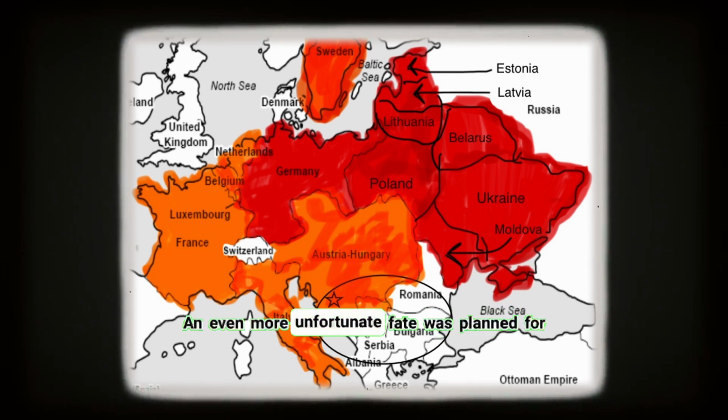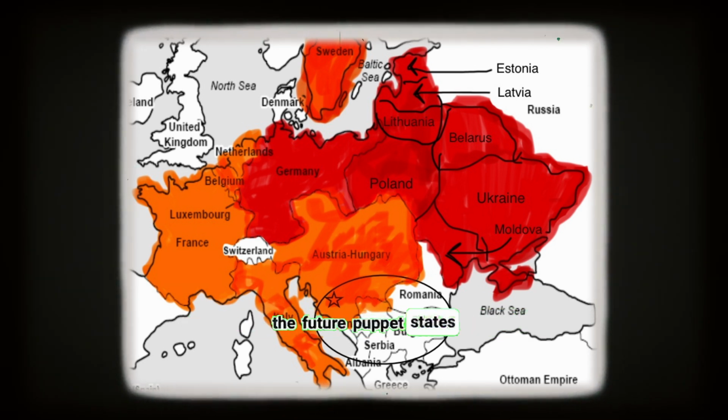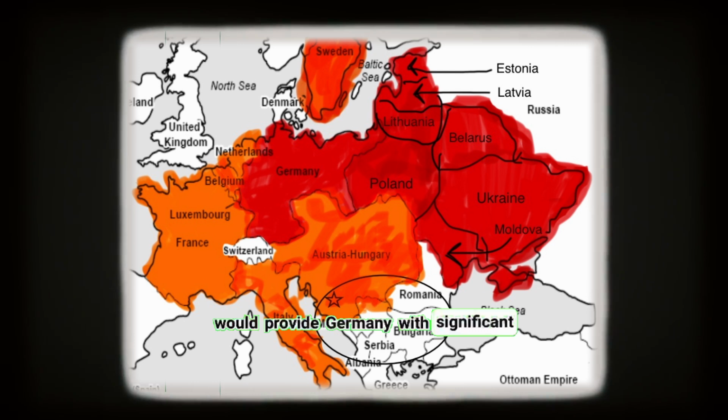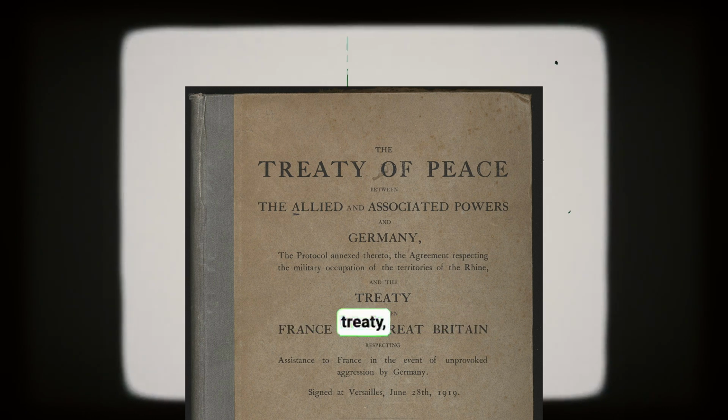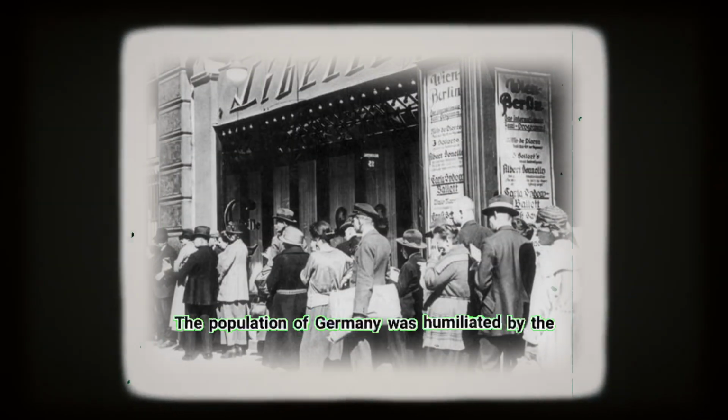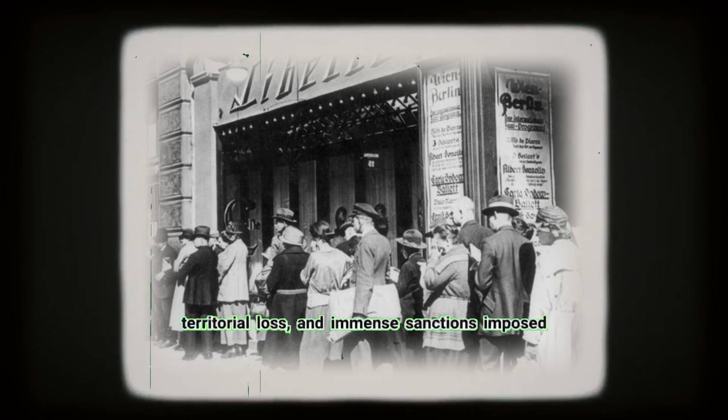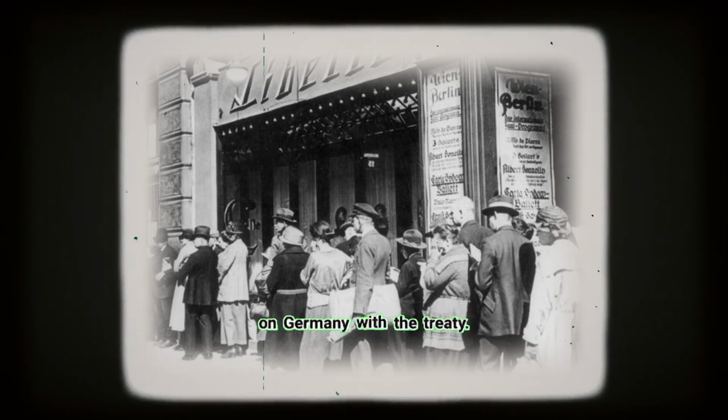An even more unfortunate fate was planned for the future puppet states of Germany. Poland, Belarus, Ukraine, Lithuania, Latvia, and Estonia would provide Germany with significant coal and iron ore deposits, fertile soil, and control over trade routes. Fortunately, this plan was never accomplished. Germany lost the war on November 11th of 1918 and signed the formal peace treaty, the Treaty of Versailles. The population of Germany was humiliated by the defeat, territorial loss, and immense sanctions imposed on Germany with the treaty.